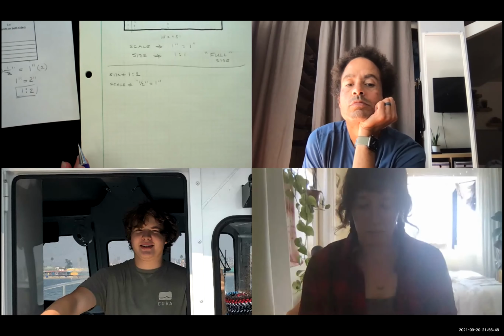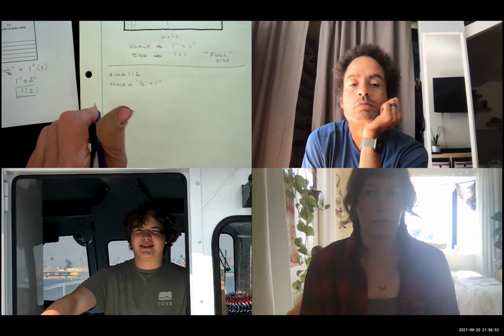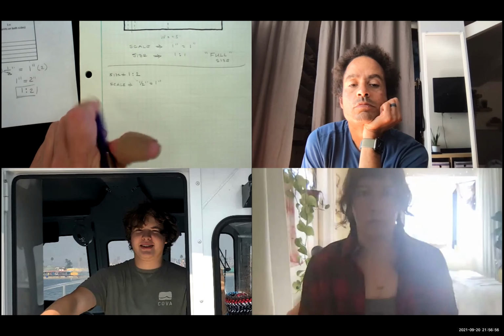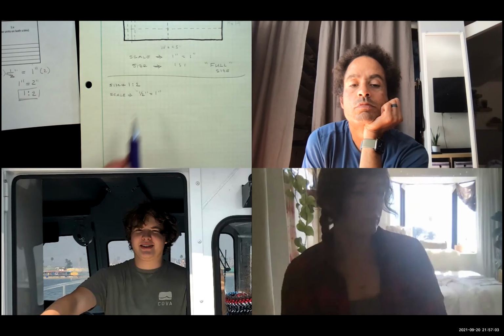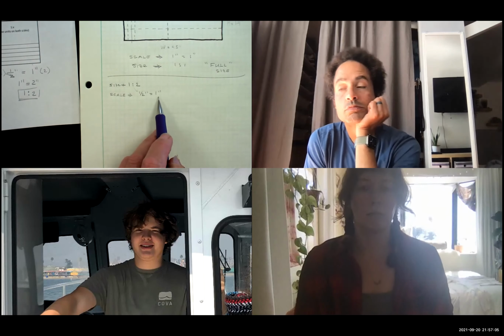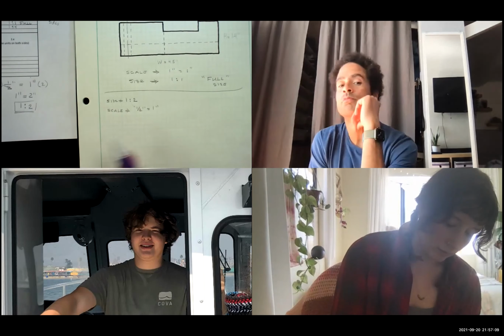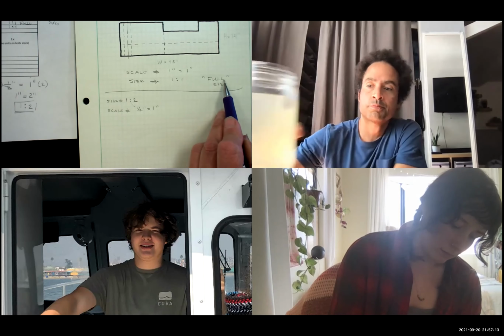For every inch in the real world, a 1/2 inch is used on paper. Correct, something along those lines. Good. Or we could have said the opposite thing, right? Every 1/2 inch on paper is equal to 1 inch in the real world. Josh, you want to try? This is called full size.